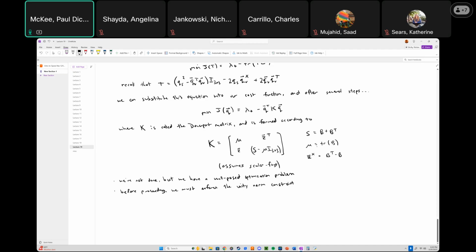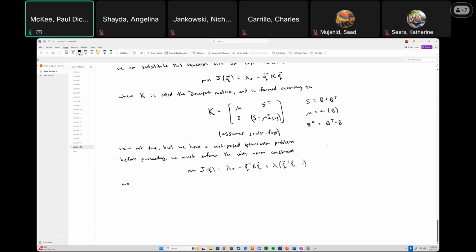So our cost function is going to look like the minimum J of Q is equal to lambda naught minus Q transpose K Q plus lambda times Q transpose Q minus 1. So this whole term should be 0. If it's not, then this third term is going to bite us in the butt as we're trying to minimize. That's the idea. So that kind of incentivizes your equation to obey this constraint. Okay. We apply the first differential condition.